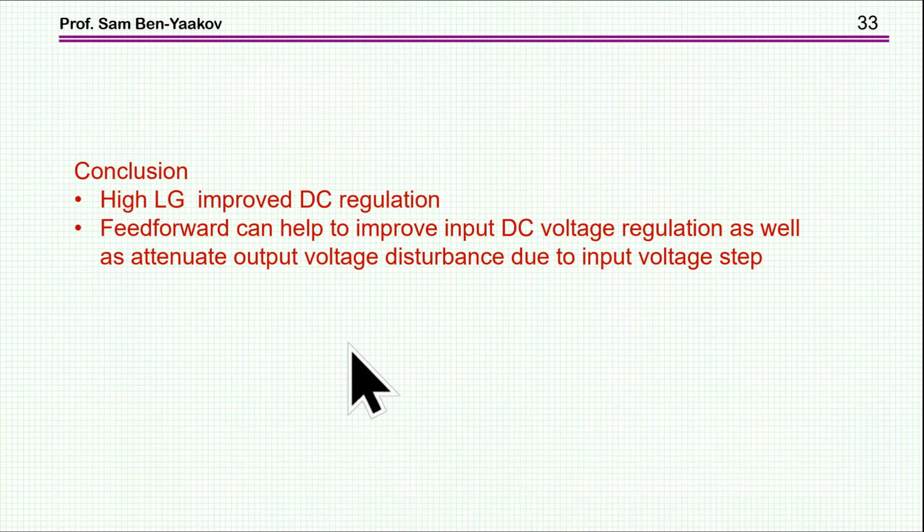So what are the conclusions here? First of all, we see clearly that the high loop gain improves DC regulation. There's no question about that. And that feedforward can help improve input DC voltage regulation as well as attenuate output voltage disturbance due to the input voltage step. So feedforward is really good when implemented within a controller, but if you try to do it yourself, it's not a simple job to do.